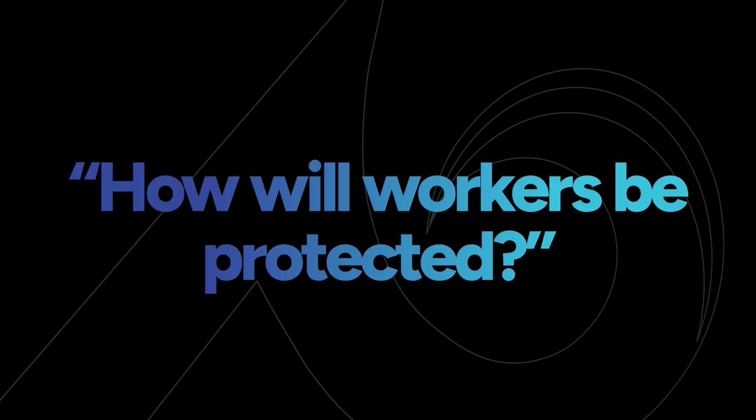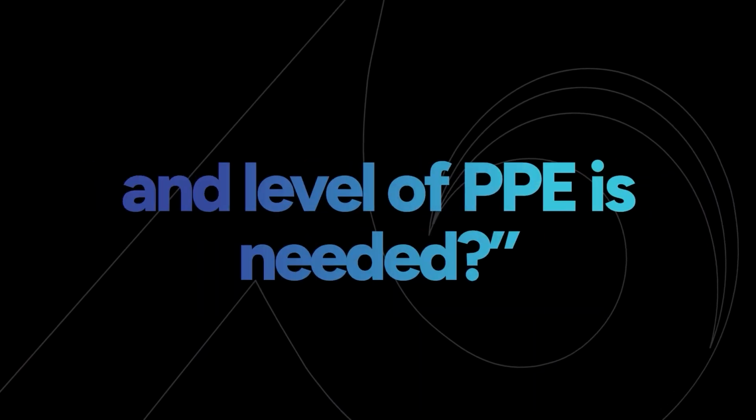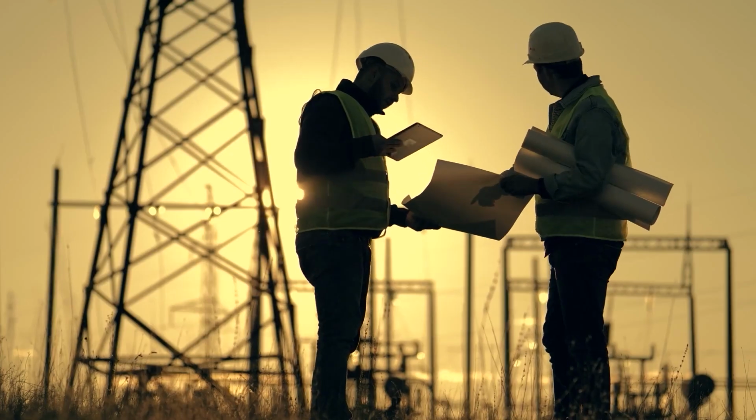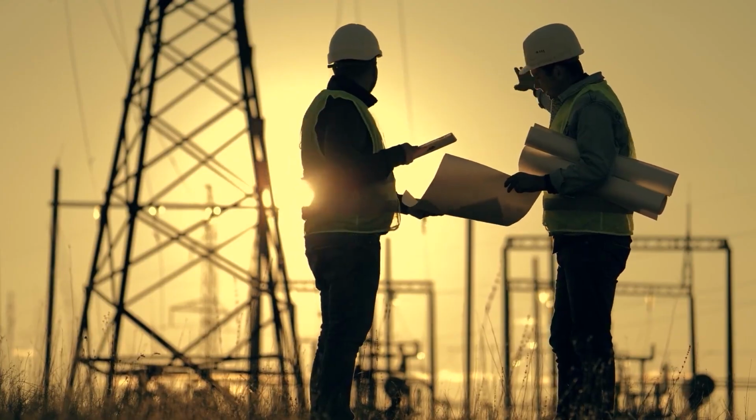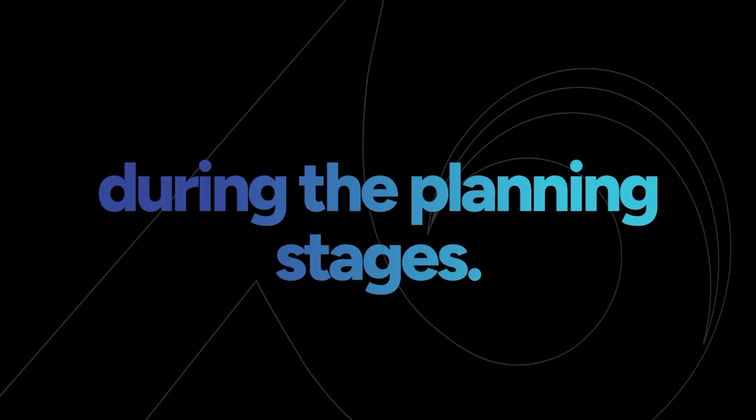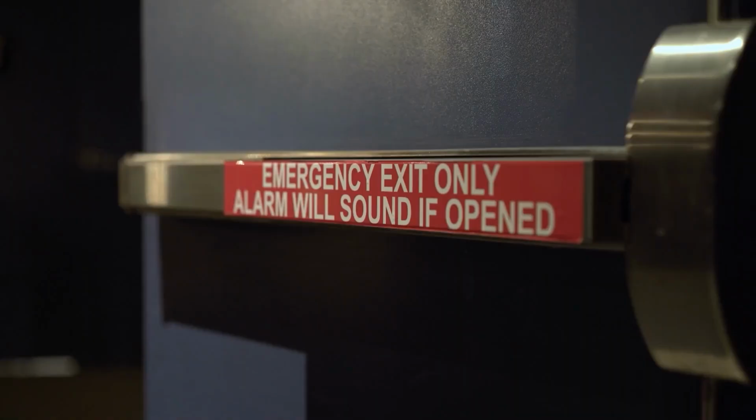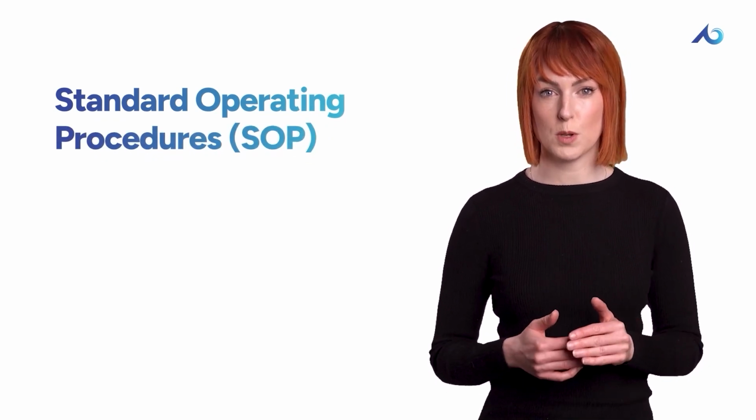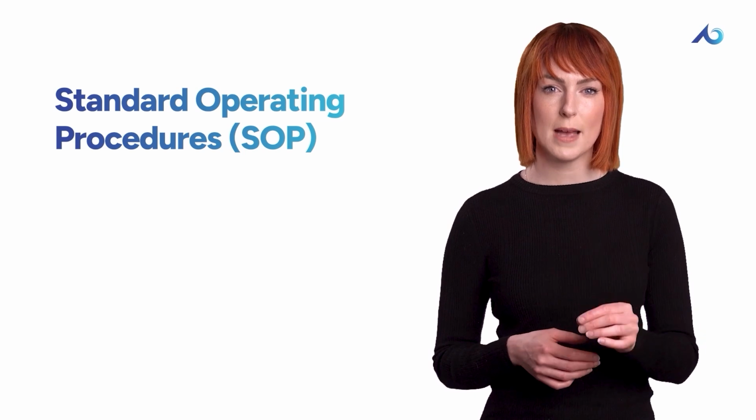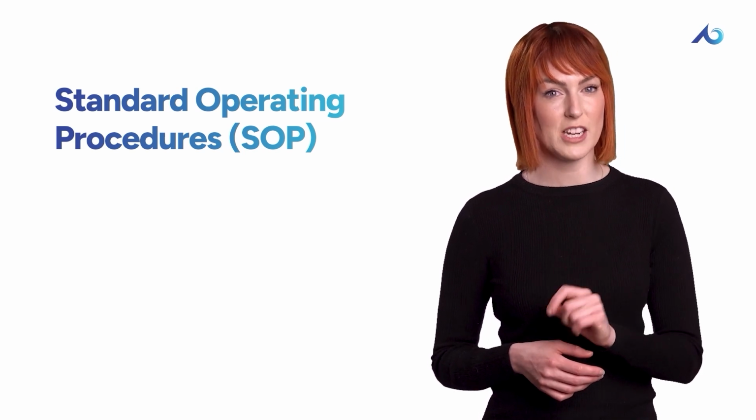Questions that need to be answered during these evaluations include: how will workers be protected, and what engineering controls and level of PPE are needed? Site control is a plan that's developed to protect workers from hazardous waste cleanup operations. This is created during the planning stages. Elements that should be included within this plan include a site map, including an evacuation plan and muster point, standard operating procedures or SOPs in place, how to communicate an emergency, and where medical assistance will be located if needed.